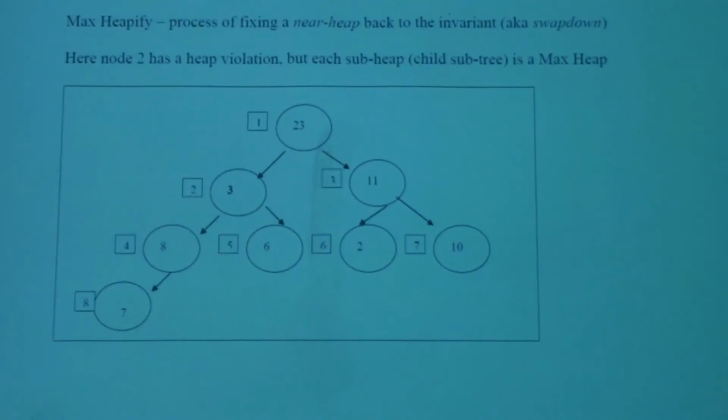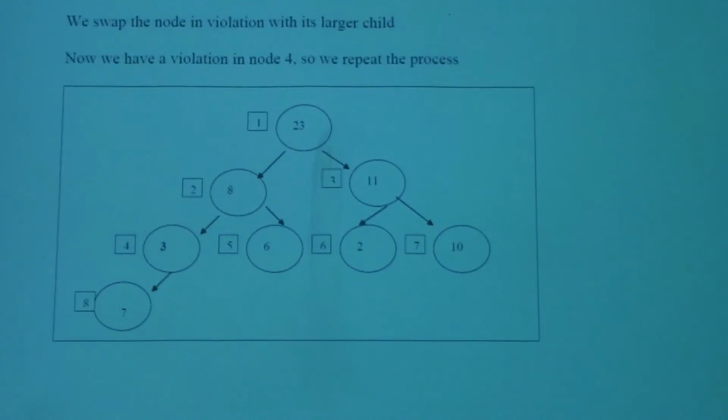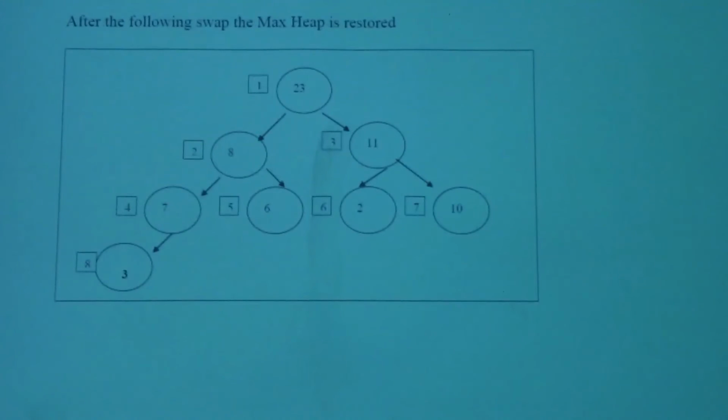So we can swap the 8 with the 3. Why 8, not 6? Because 6 can't be a parent to the 8, but 8 can be a parent to the 6. So we swap it with a larger sibling. How about now, good or bad? Because we swapped it this way. Is it good or bad? Still a violation, right? So what are we going to do? 7. Okay, so swap the 3 and the 7, we get this.